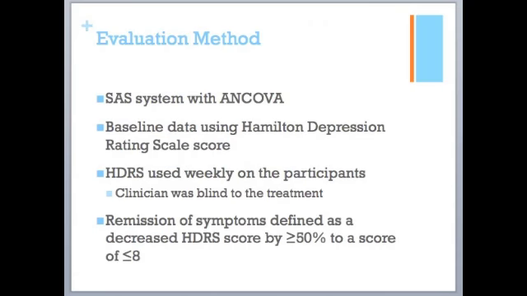The SAS system with ANCOVA was used to analyze the data, and baseline data using the Hamilton Depression Rating Scale score was also used. HDRS was used weekly on participants, and the clinician was blind to the treatment that the participants were receiving. Remission of symptoms was defined as a decrease in HDRS score by greater than or equal to 50% to a score of less than or equal to 8.